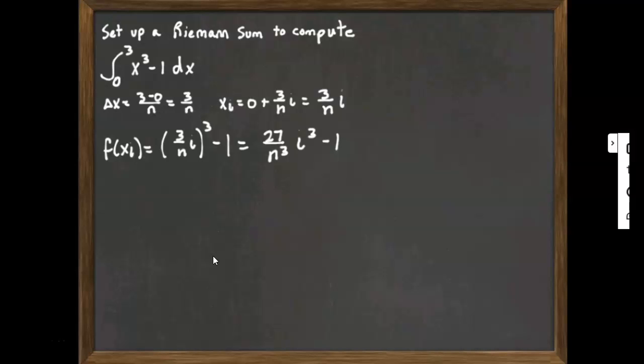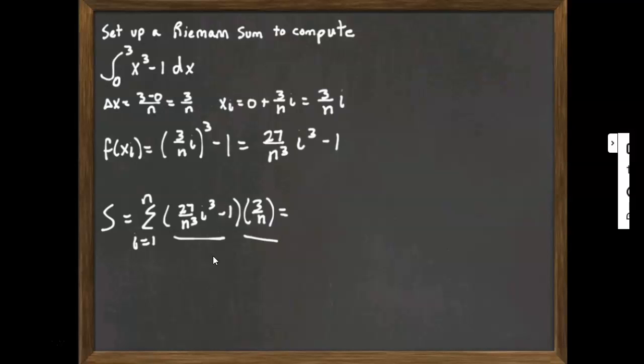So we now have our f of x function, and at this point we're ready to plug all this into the summation. So it's the sum, i goes from 1 to n, of f times delta x. And then we multiply out 3 over n. That's going to make 3 into 27 become 81, n to the fourth to go with the i cubed.